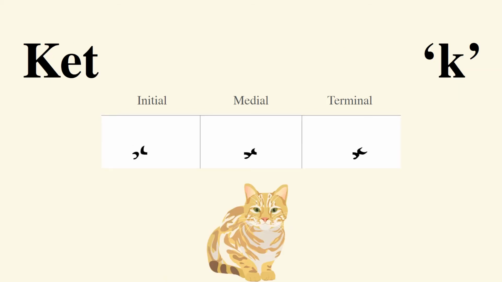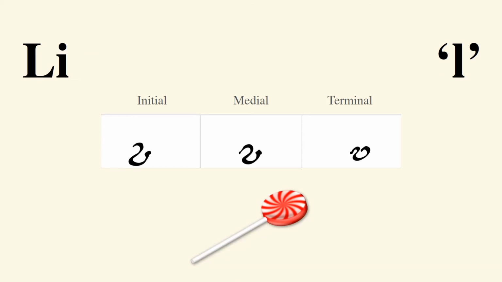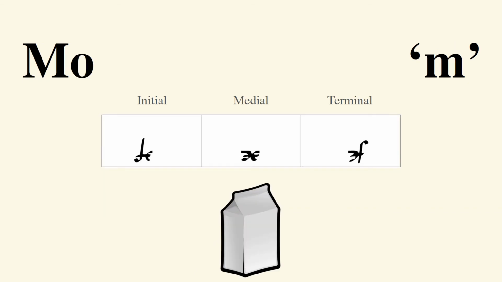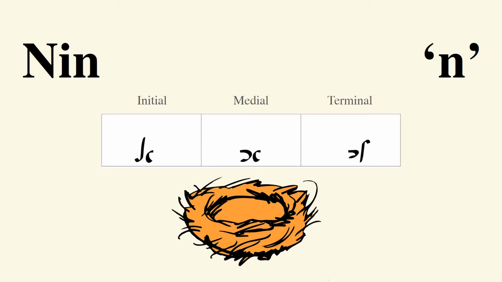Ket. This is our K equivalent. Makes the hard K sound, or hard C sound, K, as in cat. Next we have li. Makes the L sound, as in lollipop, or lion. Probably should have used lion for that slide, but oh well. Then we have mo. Makes the m sound, as in milk. Nin makes the n sound, as in nest.